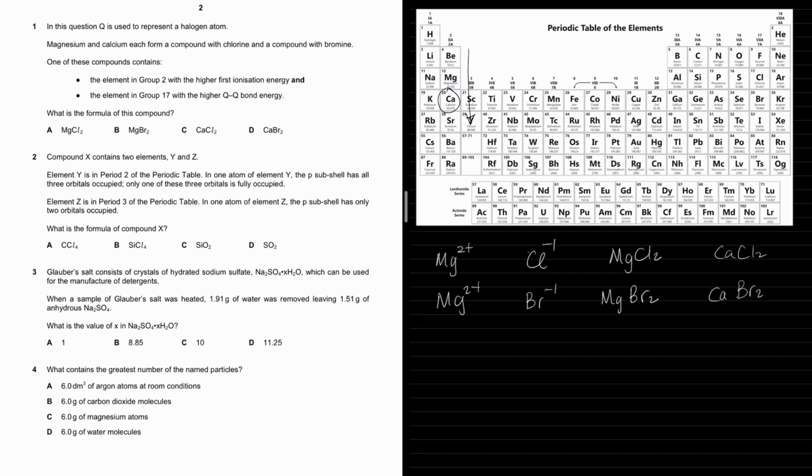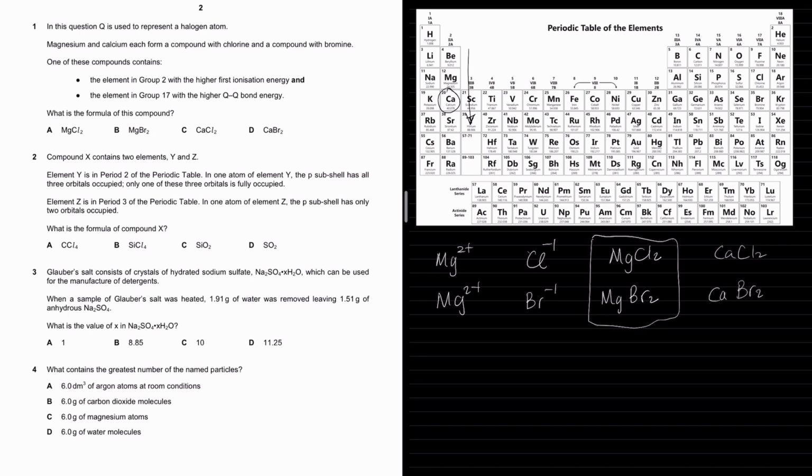And so it's not going to experience that same force of attraction from the nucleus as an electron sitting on an atom of magnesium, right? So in this case, we're going to say that magnesium has a higher first ionization energy. So we are looking at these options here.